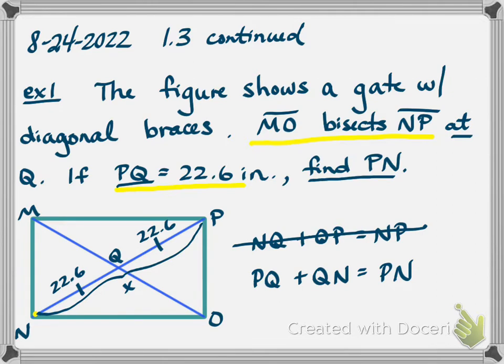So we know PQ is 22.6. We just talked about QN being the same length, 22.6. And that's going to equal PN, or we could put x there. Either one is great. These are on the same side, so they are like terms, so we're just going to add them together, lining up that decimal. Looks like it's 45.2 inches for PN.